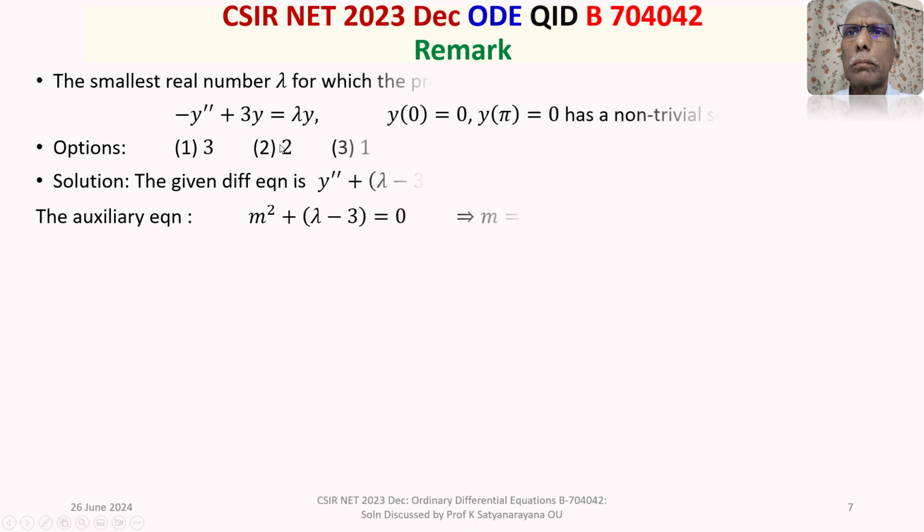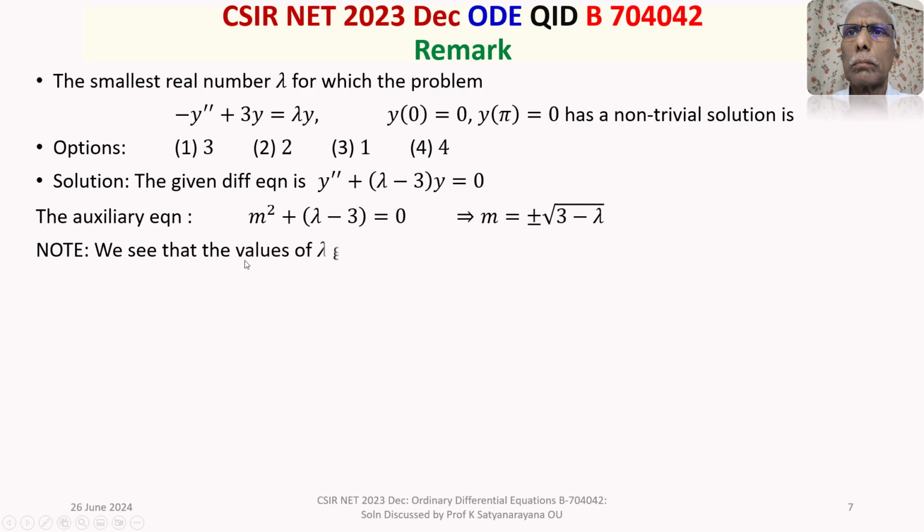So the remark we are going to make is, this is all what we have done. m is equal to plus or minus square root of 3 minus lambda. And what it says is, look at the values of lambda that are given in the options. In the options, 3, 2, 1, 4 are given. They are all positive. That means you discuss the question when lambda is positive, and you can cut short case 1 and case 2 and directly come to case 3.